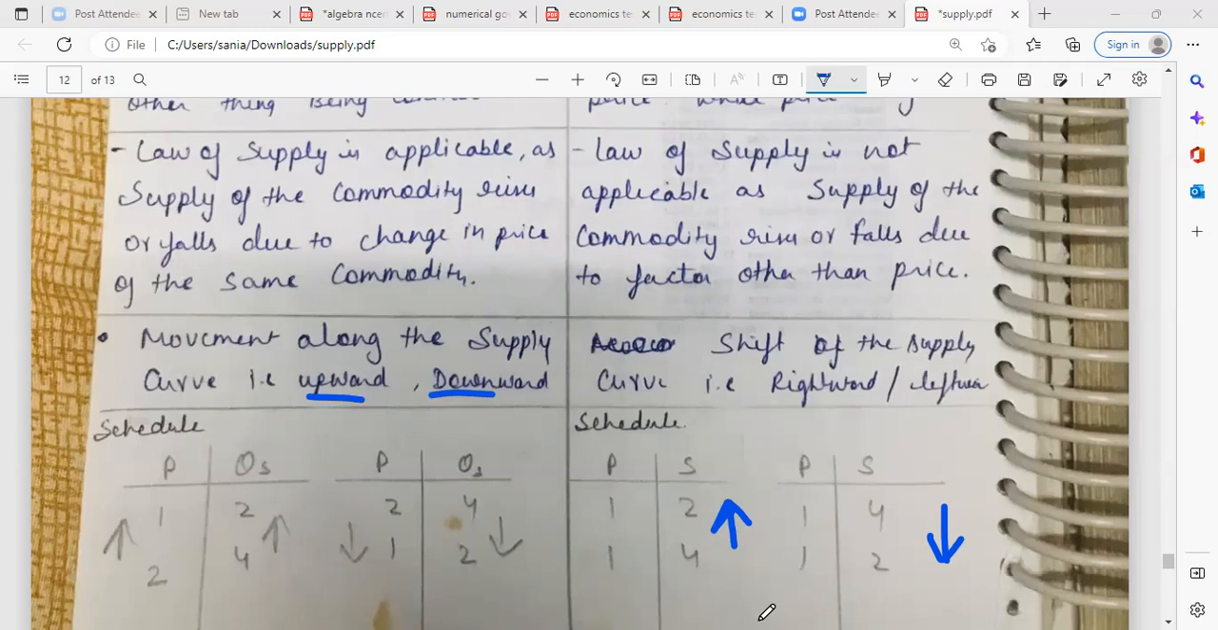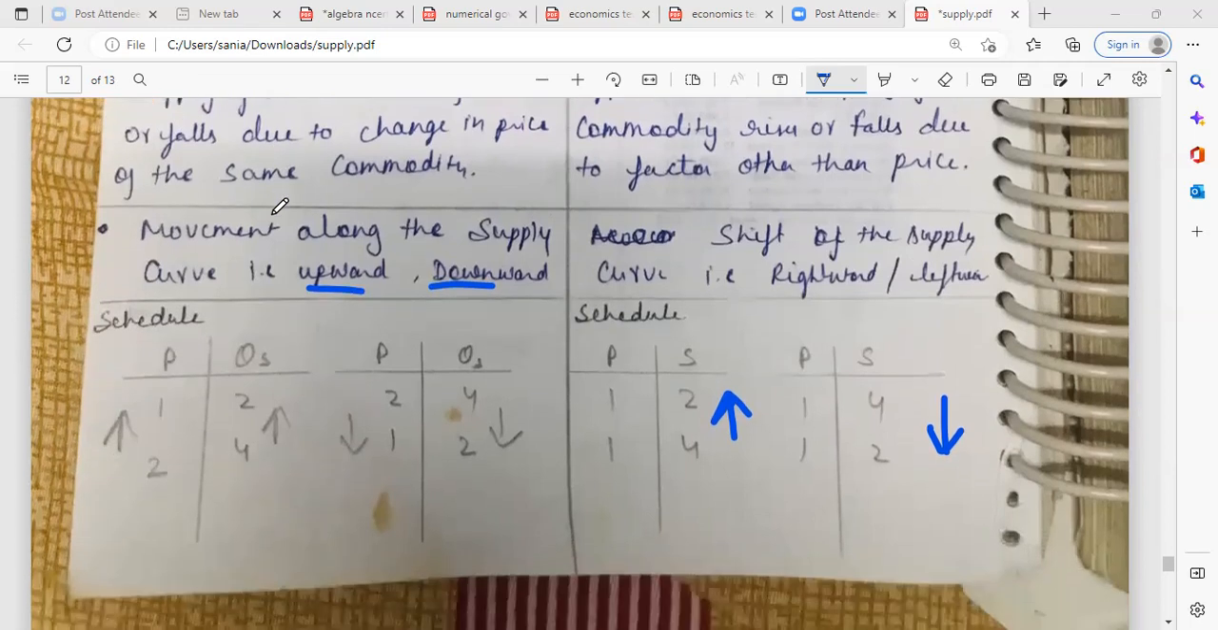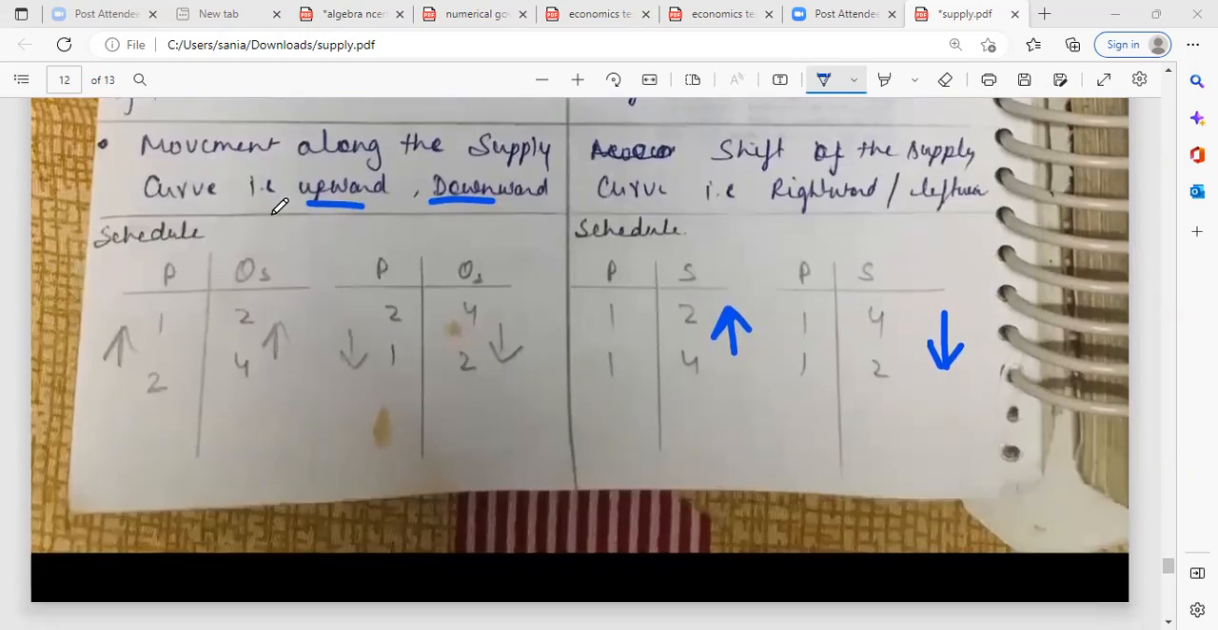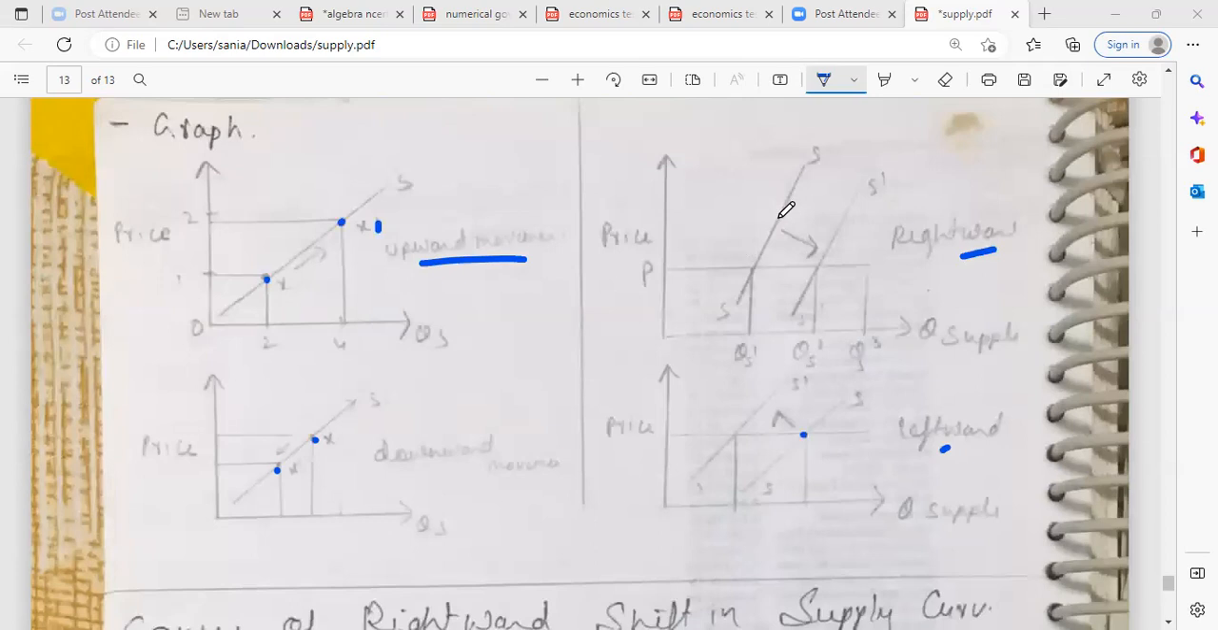Ma'am, finish. Okay, others done? Yes, ma'am. I hope everyone is done, right? Okay. Now you will draw the graph like this. Okay. Let me just.